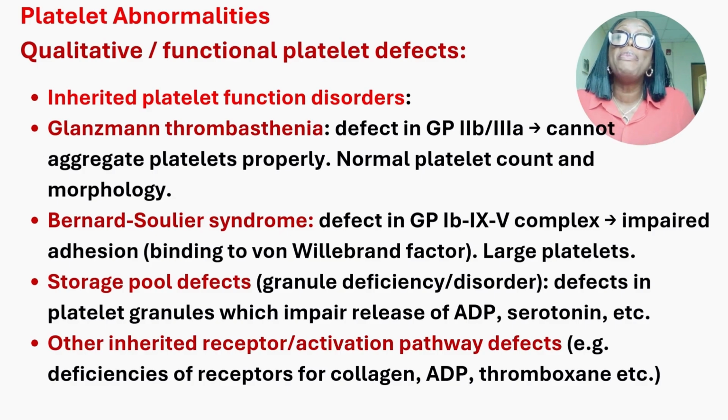So where a patient, for any reason, has a defect in the glycoprotein 1b complex, that is, the glycoprotein 1b-9 complex, therefore there will be impaired platelet adhesion. The platelet won't be able to bind to the von Willebrand factor, and as a result, the individual won't be able to form a platelet plug. Having that, this will lead to what?